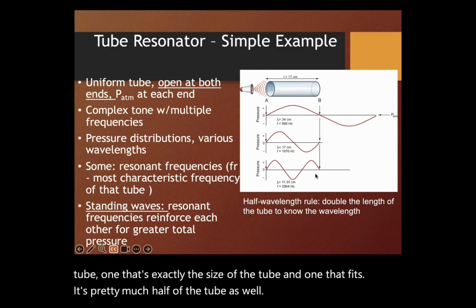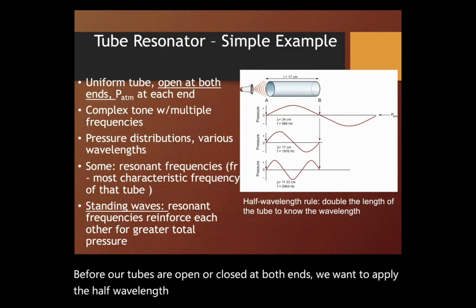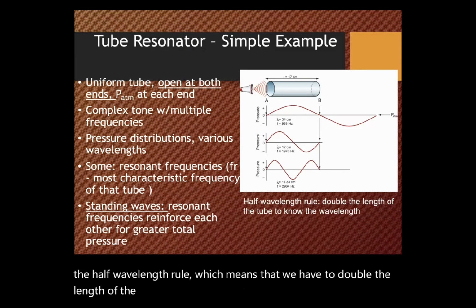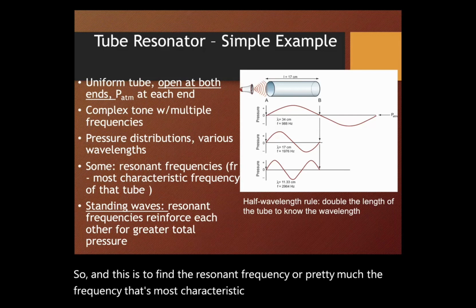But for tubes that are open or closed at both ends, we want to apply the half wavelength rule, which means that we have to double the length of the tube to know the wavelength. This is to find the resonant frequency, or the frequency that's most characteristic of that tube.